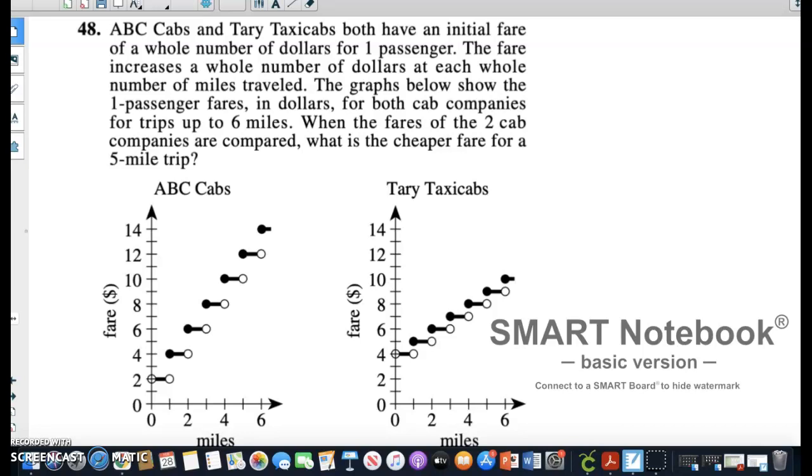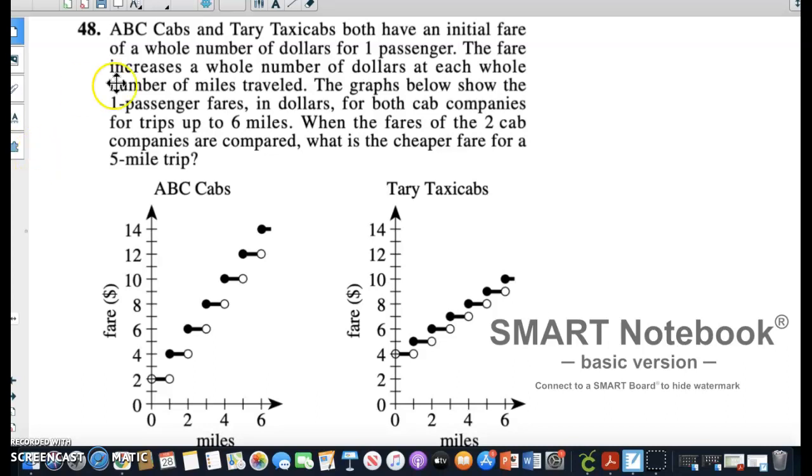Alright, ABC Cabs and Terry Taxi Cabs both have an initial fare of a whole number of dollars for one passenger. The fare increases a whole number of dollars at each whole number of miles traveled. The graphs below show the one passenger fares in dollars for both cab companies for trips up to 6 miles. When the fares of the two cab companies are compared, what is the cheaper fare for a 5-mile trip?